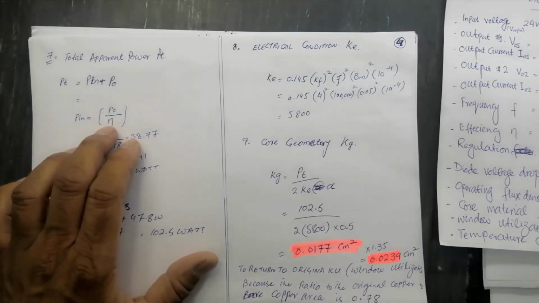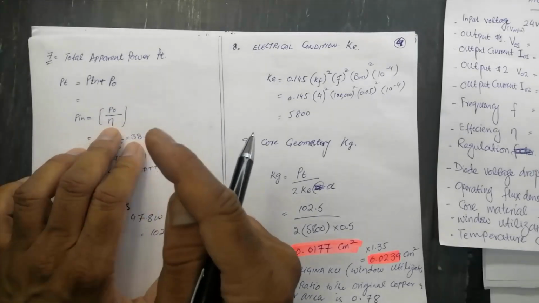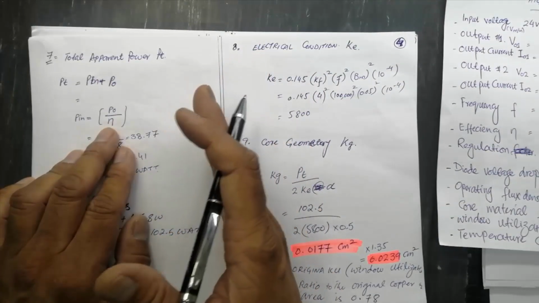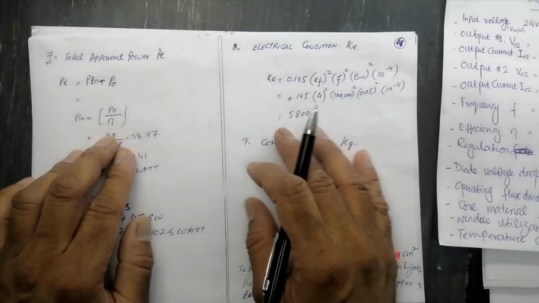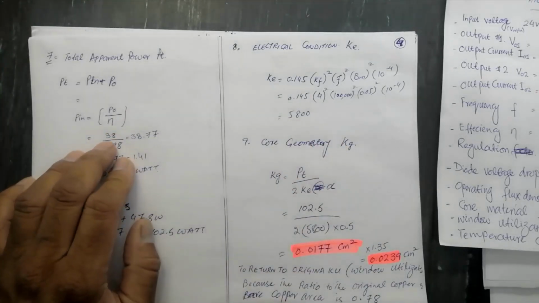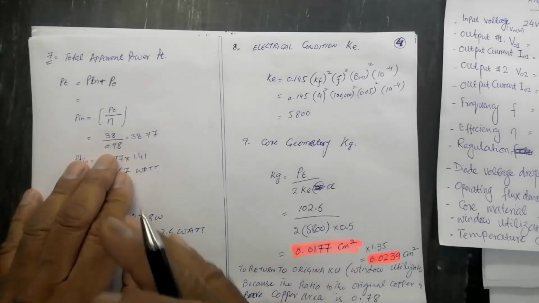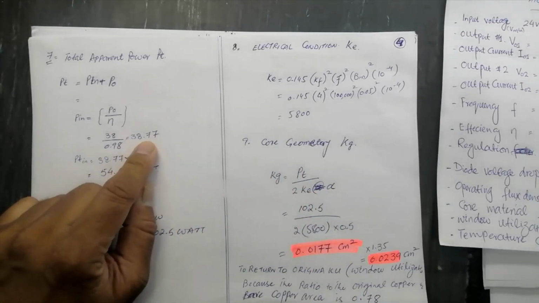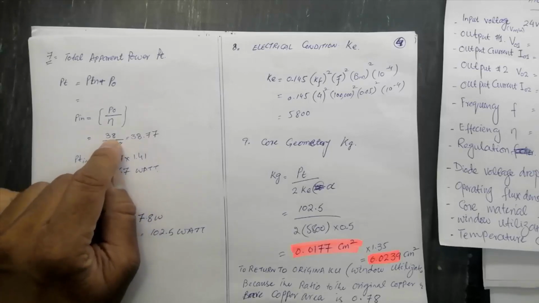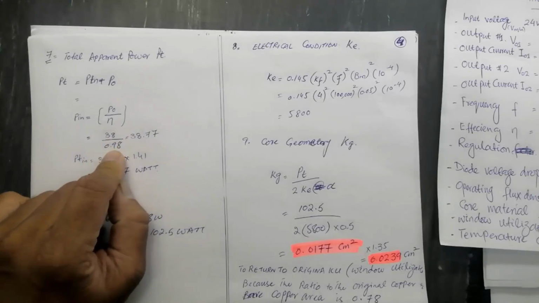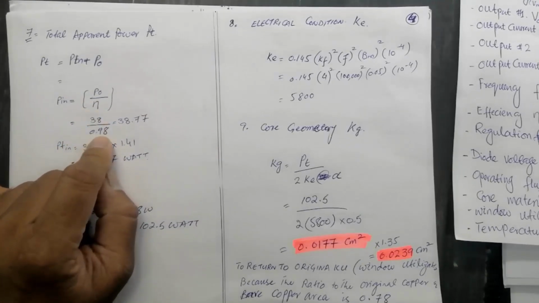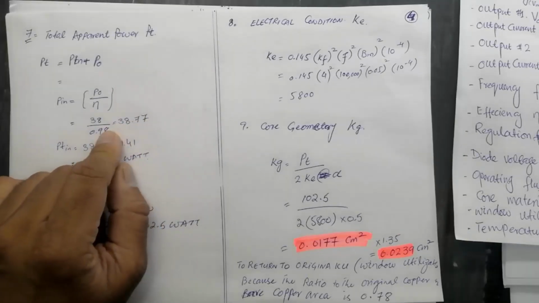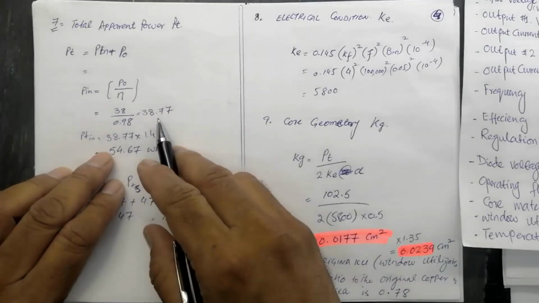If we consider efficiency as 1, then input power and output power are the same, so transformer losses, core losses, copper losses will be bypassed. So we have to calculate them. 38 watt is the output power, and how much extra wattage should be added in the primary so that we get this 38 watt in the output? So it will be divided by 0.98, because it is in percent. It will be 38.77 watt power in the primary, and we have to calculate the apparent power.